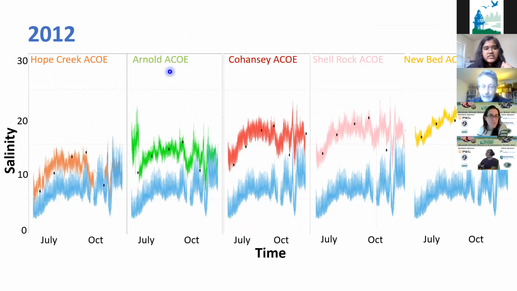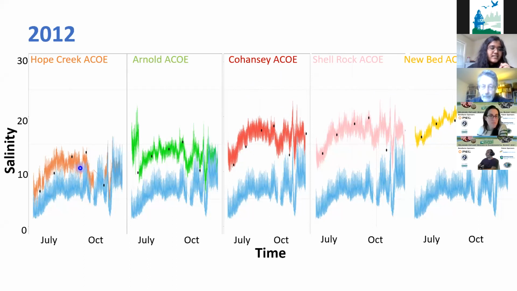And then the second one is for Arnold. The green lines are representing Army Corps measurements at Arnold Station, and the black dots are representing Haskin Lab measurements at Arnold Station. And the red lines are representing Army Corps measurements at Cohansey. Pink lines are representing Shell Rock, and the yellow lines are representing New Bed. And the black dots are for Haskin measurements at those stations.